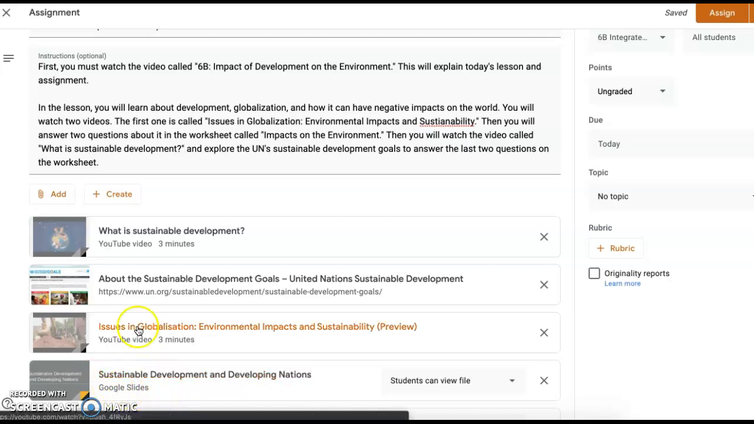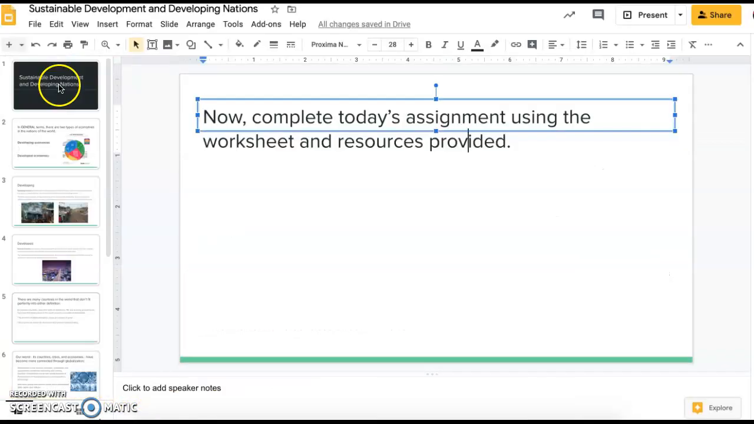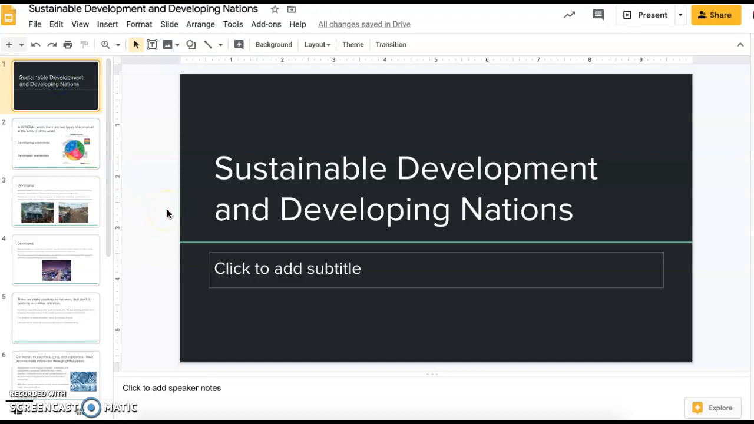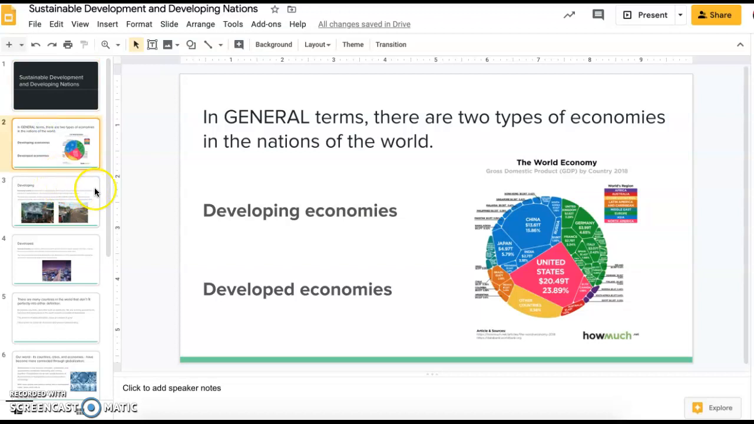You can look along with me in Google Slides here. So, sustainable development and developing nations. One thing we need to learn about when we're talking about development and sustainability in the world are two main types of economies in the world and two main types of economic structures in the countries of the world. So there are two main general types of economies. There are really complex descriptions that we can give about economies, but in general there are two main types: developing economies and developed economies.